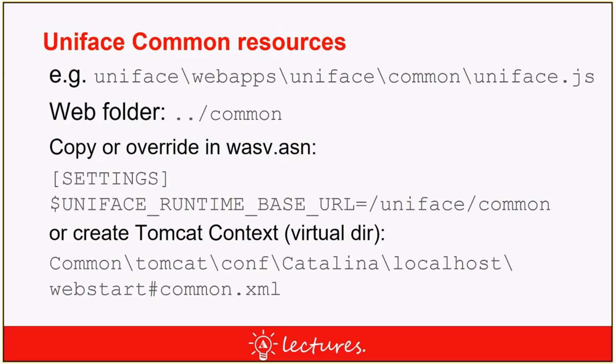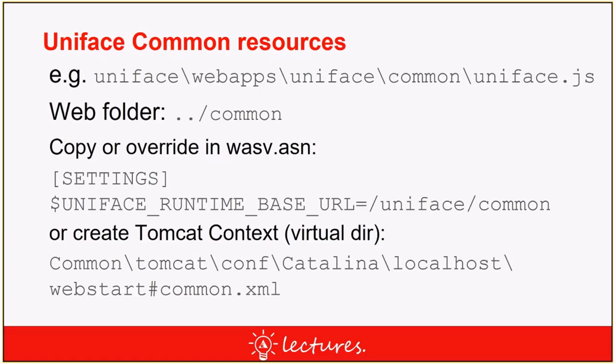So that's what this Uniface runtime base URL setting does below. That just goes in your application server assignment file, and then Uniface will issue requests to say it's there. You can actually change this stuff as well via JavaScript and via the APIs. An alternative approach, if you don't want to do that, is you can actually create a virtual directory or context within another virtual directory, and that's all I'm doing below.